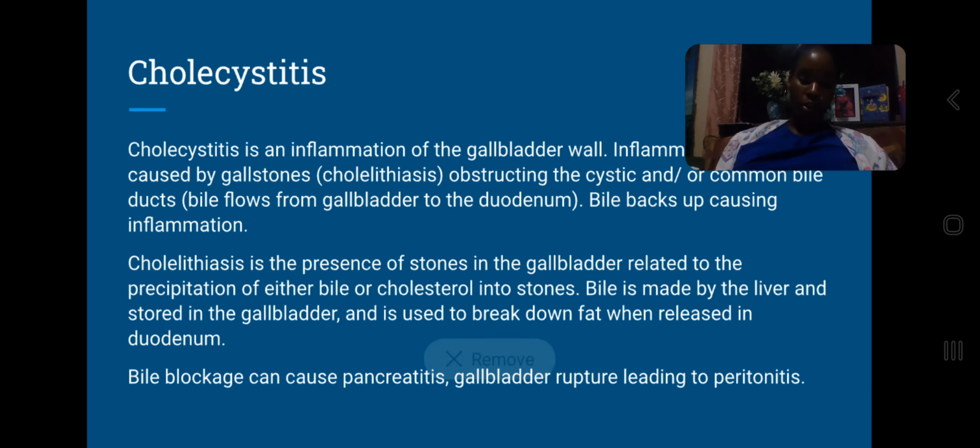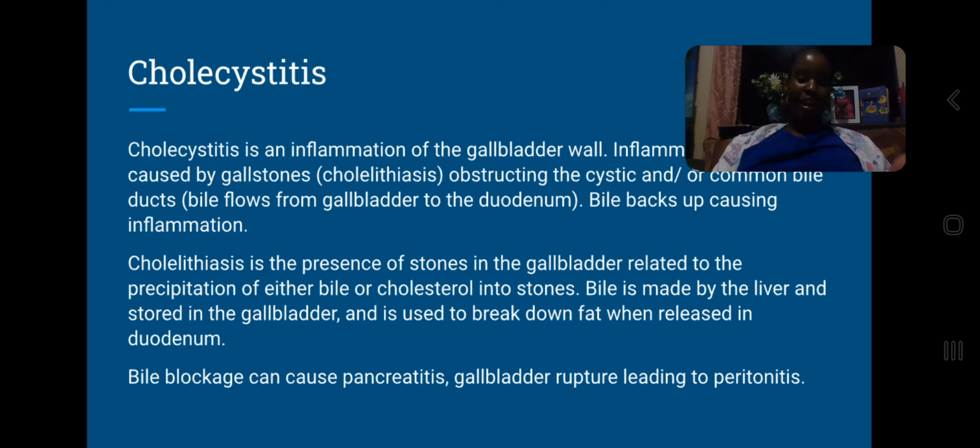Inflammation is caused by gallstones obstructing the cystic and common bile ducts. Bile flows from the gallbladder to the duodenum. Bile backs up, causing inflammation. We talked about that. Gallbladder inflammation is the presence of stones in the gallbladder related to the precipitation of either bile or cholesterol into stones. Bile is made by the liver, stored in the gallbladder, and used to break down fat and released in the duodenum. Bile duct blockage can cause pancreatitis, or gallbladder rupture leading to peritonitis.